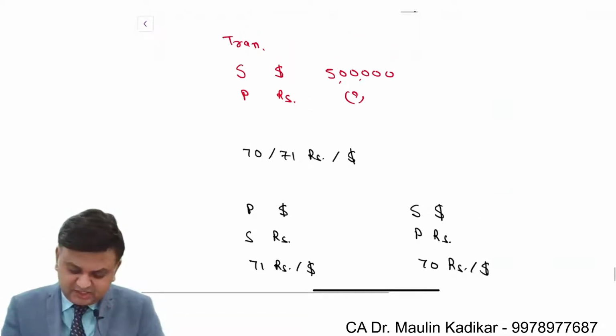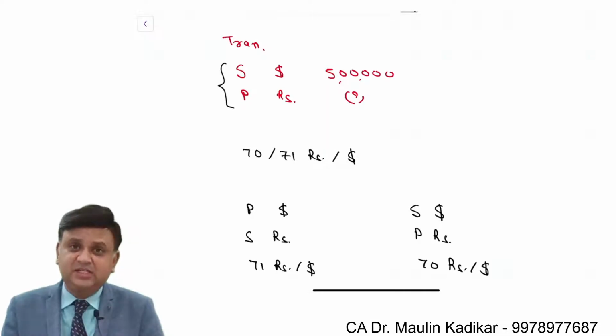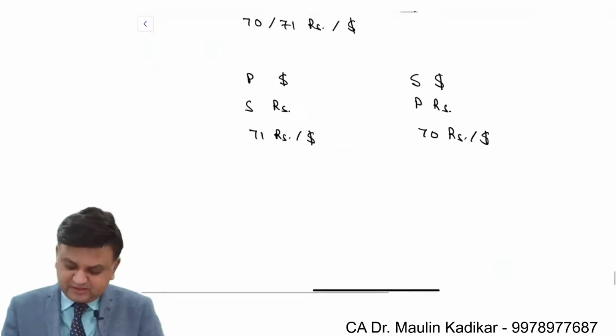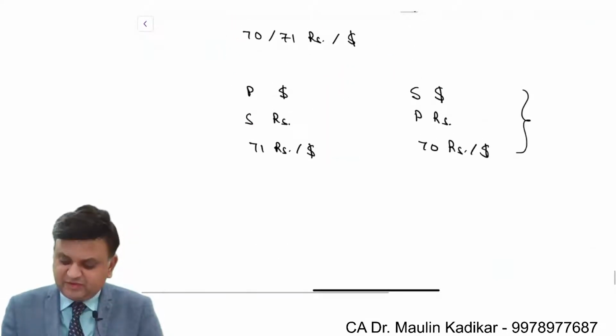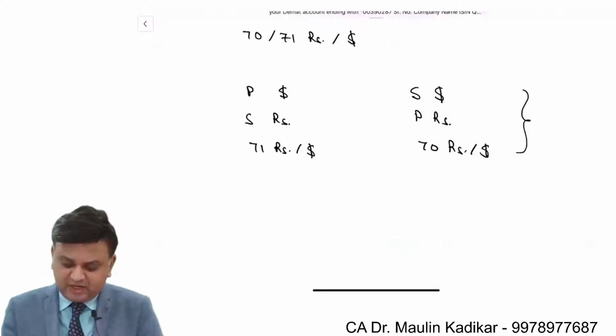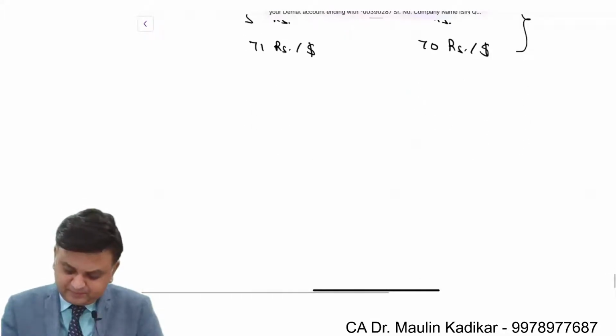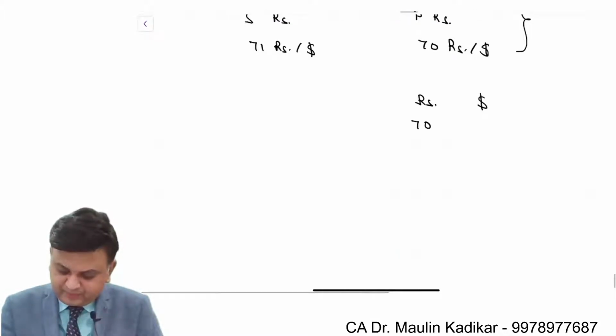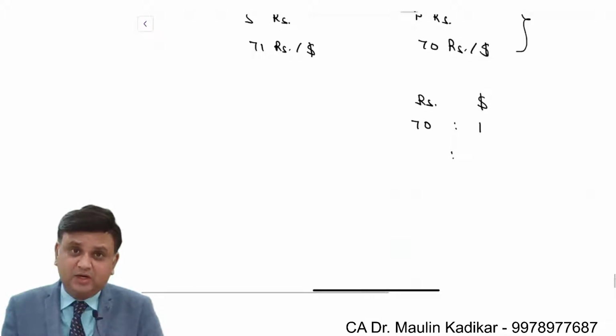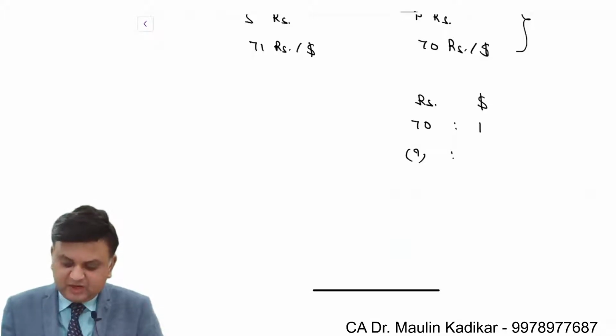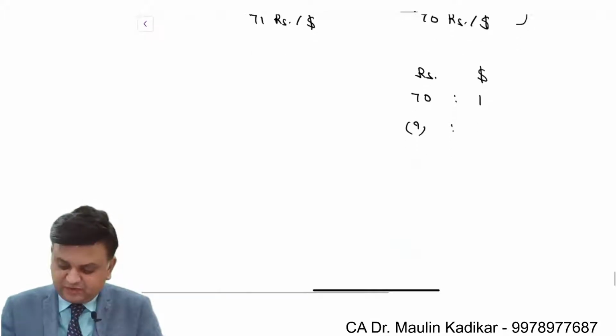Now the transaction in which we are interested is sell of dollar and purchase of rupees. So this is the rate in which we are interested. Sell of dollar and purchase of rupees. So it is rupees and dollar. 70 rupees is equal to $1. We are required to find the amount of rupees for 5 lakhs dollar.